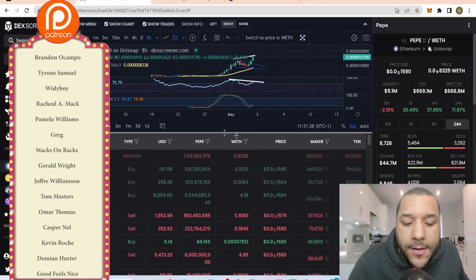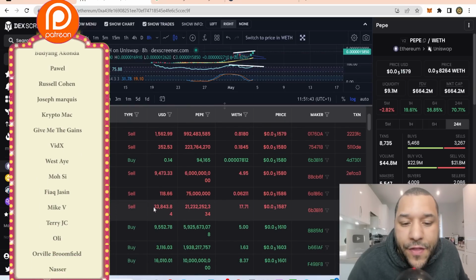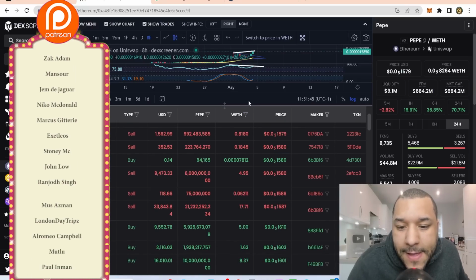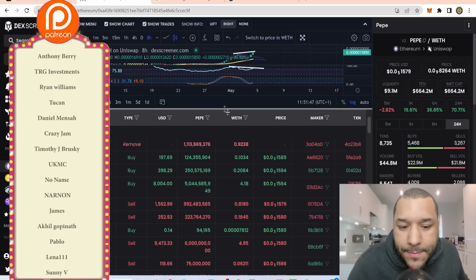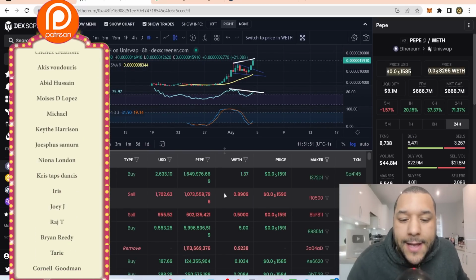If you have a look here, there's some serious sell power. Look, $33,000 someone just sold on PEPE. So be very careful, because there's big sell power kicking in. Be very careful, okay?